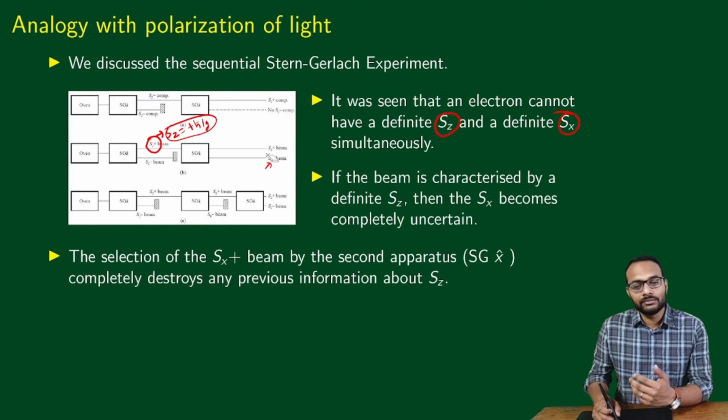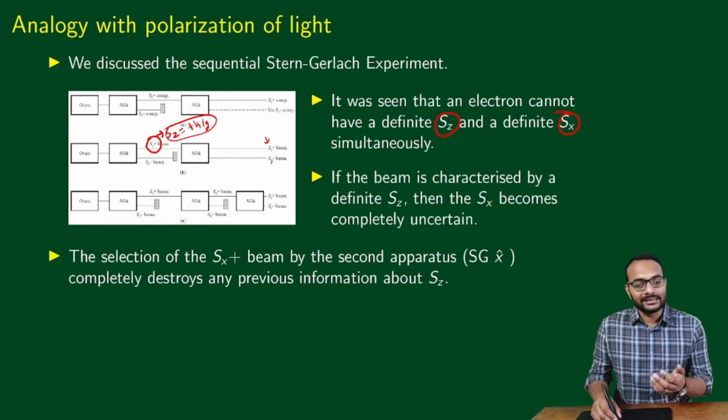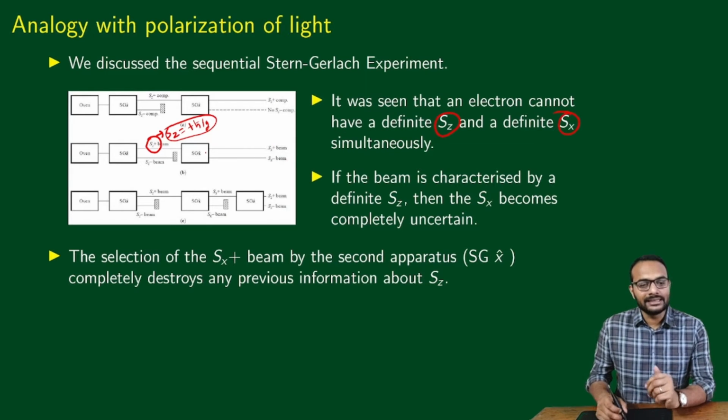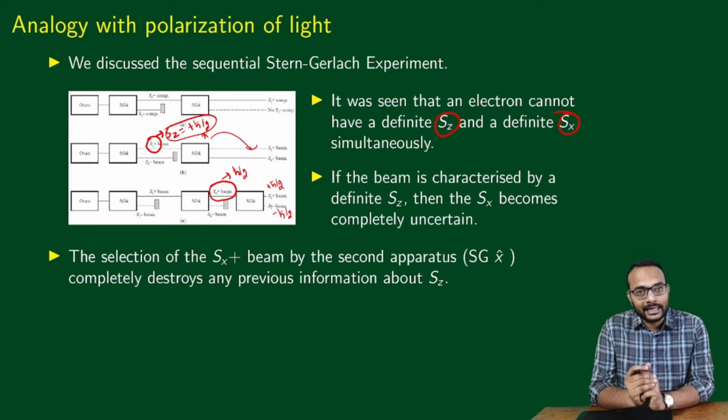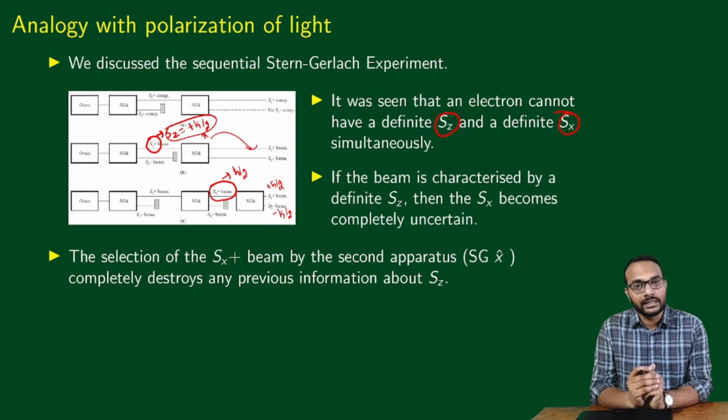We don't know which. With equal probability it could either be Sx plus, which means h cross divided by 2 along the x direction, or minus h cross divided by 2 along the x direction. This is what we mean by an uncertainty. So if the Sz component is completely defined, then Sx becomes completely uncertain. In the same way, if a beam is characterized by an Sx value, let's say Sx equal to plus h cross divided by 2, and now you try to look at the Sz value, you see that it's completely uncertain. It could be either plus h cross divided by 2 or minus h cross divided by 2 in the z direction. So you see that there's some sort of incompatibility between these two.